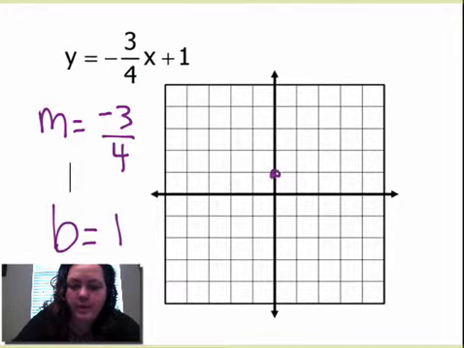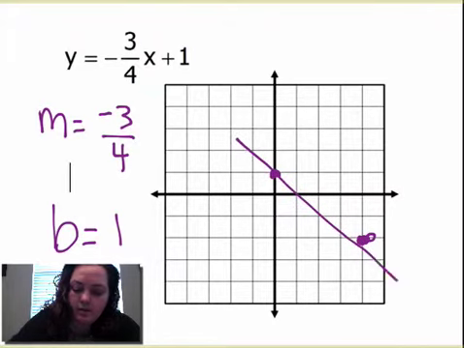So it's crossing my y-axis at positive 1. Negative 3/4 means I'm going to go down 3 over 4. Puts me right here. Oops. And I could draw a line. Try to make your line a little better than that one.